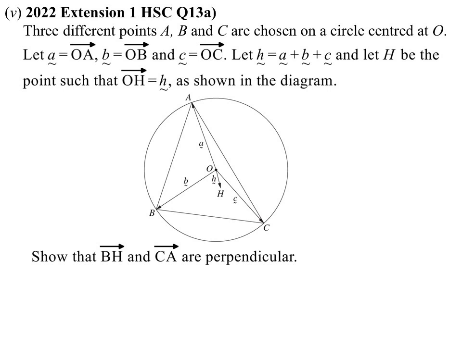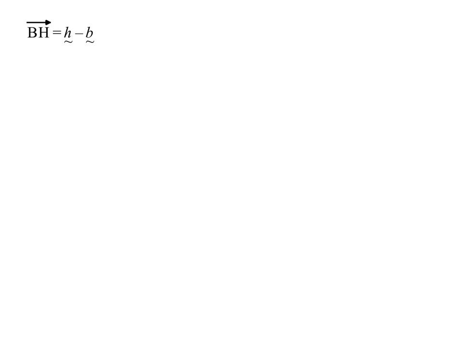Perpendicular, dot product. Okay, let's see what happens. Well, BH, haven't got an expression for that, have I? Head minus tail. H minus B. I've now got an expression for BH. CA, same deal. Head minus tail, I'll get A minus C. So BH dot CA, I want this to be 0. That's what we need it to be to show that these things are perpendicular.